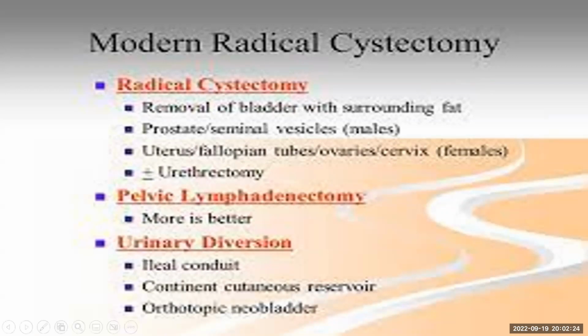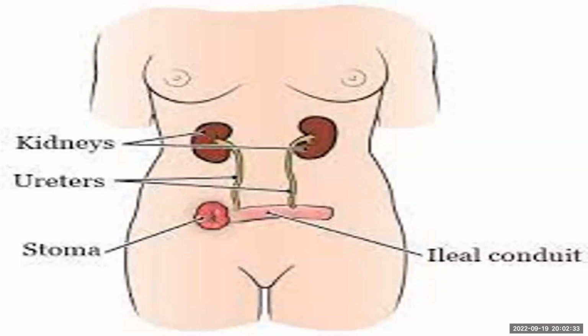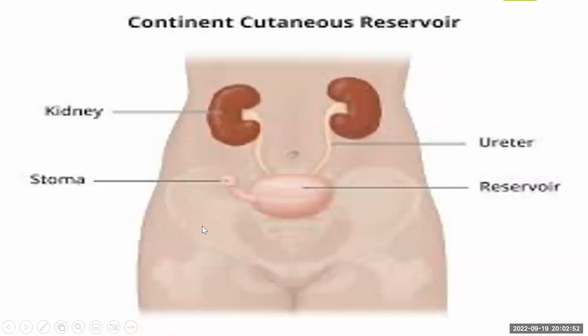So what are the urinary diversions that we are taking? First one is ileal conduit, then urinary cutaneous reservoir, and orthotopic neobladder. Conduit means we are artificially making a bladder inside the body. See, this is an ileal conduit. In this condition, both the ureters are connected to a specific part of the small intestine, and that portion is taken outside the body. Okay, so stoma or the reservoir, we'll make the other portion.